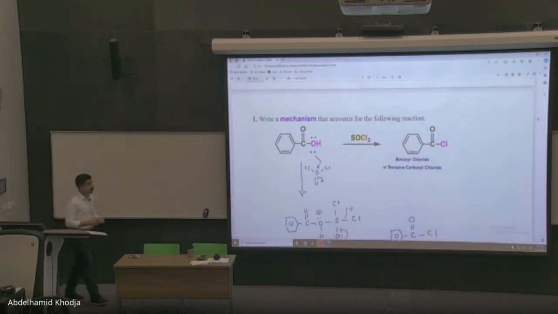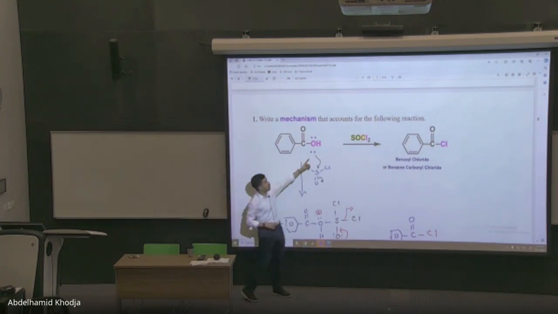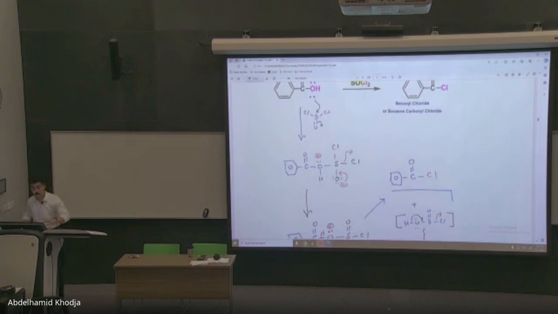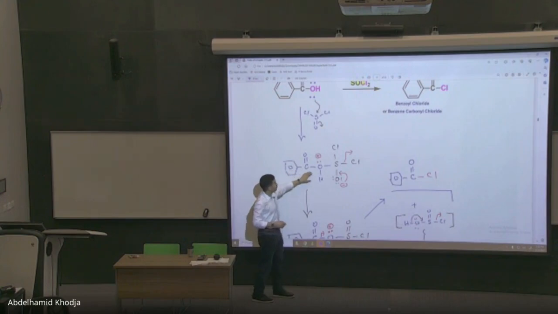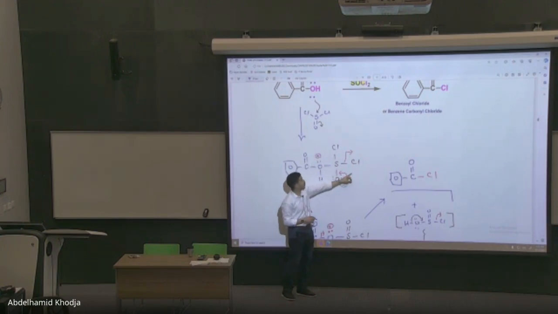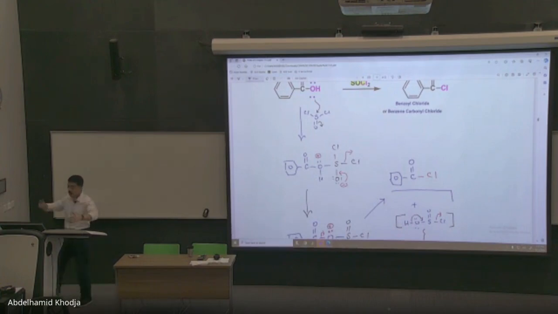Step one, the lone pair of electrons on oxygen from the carboxylic acid is going to attack your reagent, SOCl2. When it does that, it breaks this pi bond. Once it breaks that pi bond, you basically join your OH group with your SOCl2 group, which is what you see here. Now, the minus that you just formed on the oxygen from breaking that pi bond, this lone pair of electrons is going to rebuild the double bond and kick out Cl as Cl minus. Cl minus is now roaming around in solution.